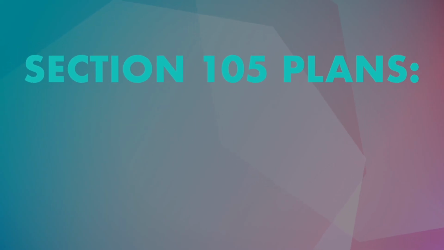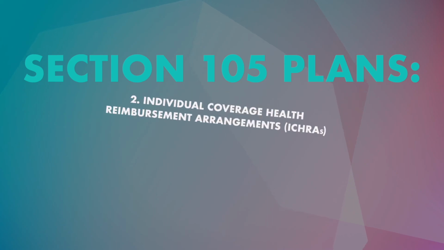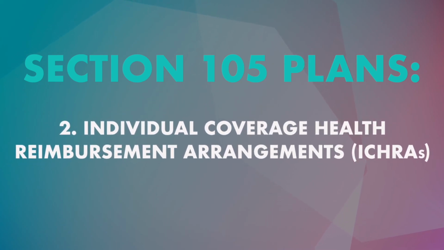Okay, the second most common way to structure a Section 105 plan is through what's called an ICHRA, which stands for Individual Coverage Health Reimbursement Arrangement. Kind of a mouthful. They're similar to HRAs in the sense that employers are reimbursing employees for incurred expenses. The difference being that with an HRA, employers are reimbursing employees for out-of-pocket medical expenses. With an ICHRA, employers are reimbursing employees for the cost of a health insurance premium.